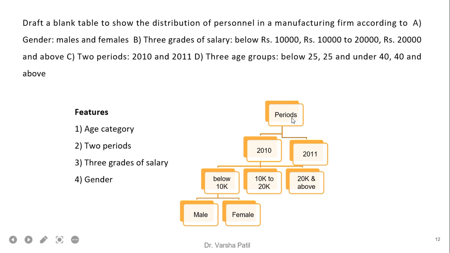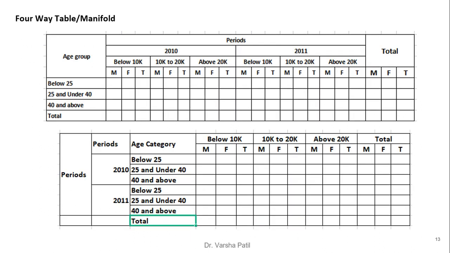Now here the periods we will take. So that's why we always take at the top of the hierarchy the portion in which a lot of data comes into that particular category. So for example, periods 2010 and 2011, I have shown the diagram only for 2010. Same will be repeated for 2011. Now in 2010 I will make three options, that is below 10k, 10k to 20k and 20k and above, and below 10k again male and female are there. So now this is one feature, this is another feature, third feature, and fourth is nothing but our age category, which is always present below the male and female. So this is nothing but the manifold or four-way table.